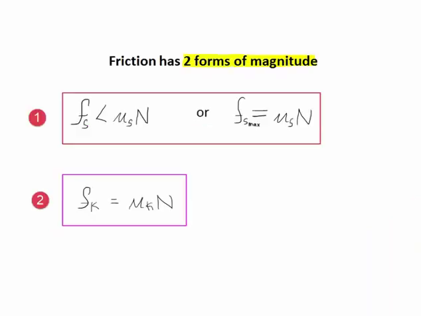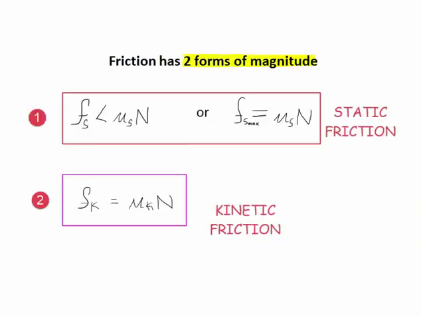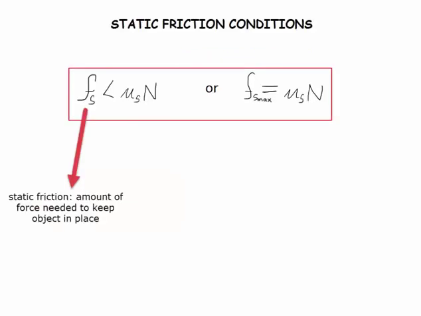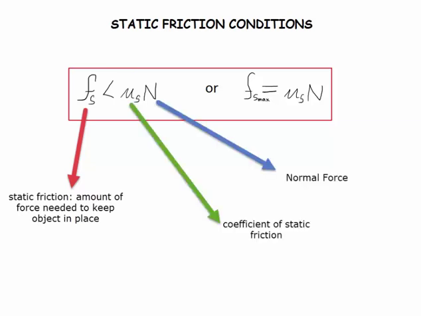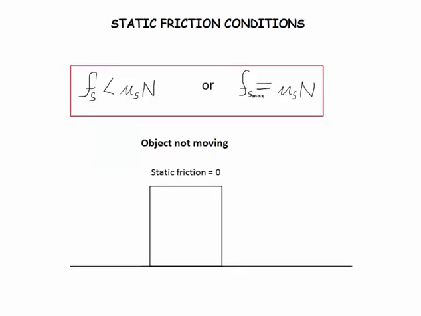The frictional force has two forms with different magnitude. One form is for static friction, and the other is for kinetic friction. Let's define some terms. Static friction is the amount of force needed to keep the object in place. N is the normal force. Mu is the coefficient of static friction. We'll come back to this later. Let's first talk about three specific conditions. First, we have an object that is not moving and no horizontal force is applied to it. This means the static friction is zero.